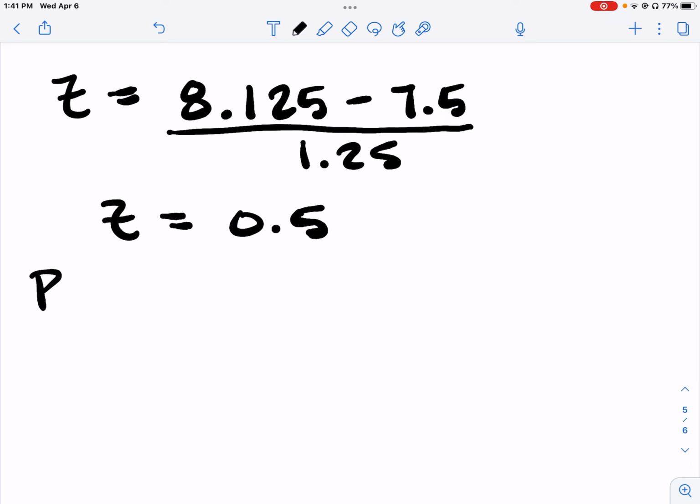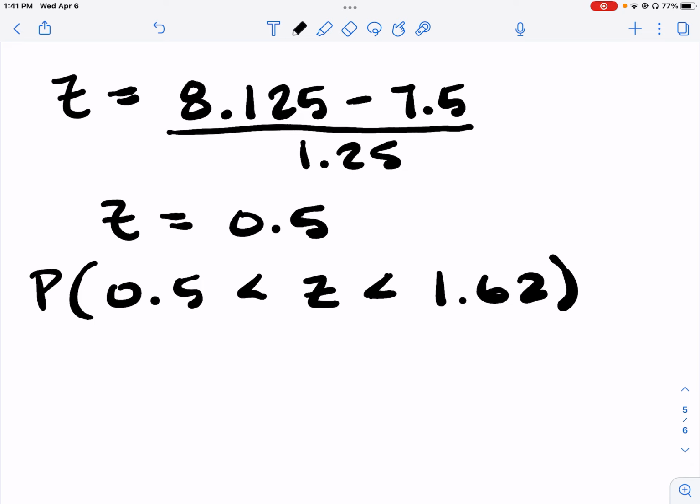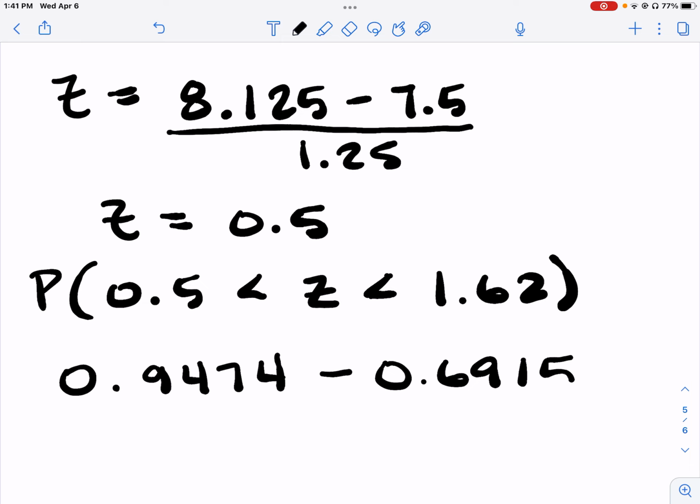So I'm finding the probability that z is between those two z-scores. Okay, we look up the bigger one, look up the smaller one. So the bigger one, we look up 1.62 and we get 0.9474. Look up 0.5 and subtract.